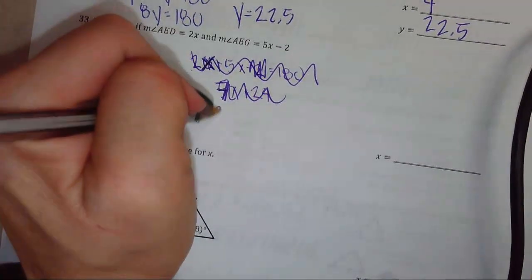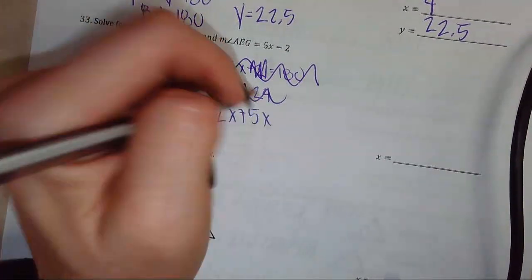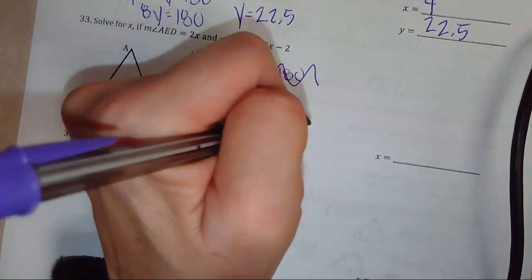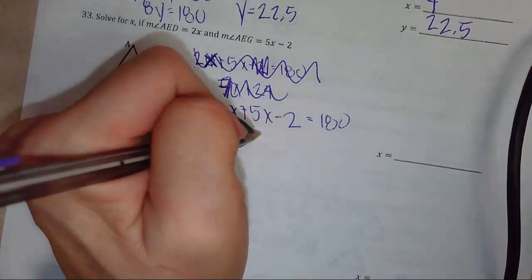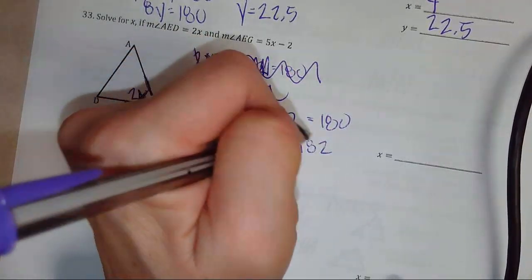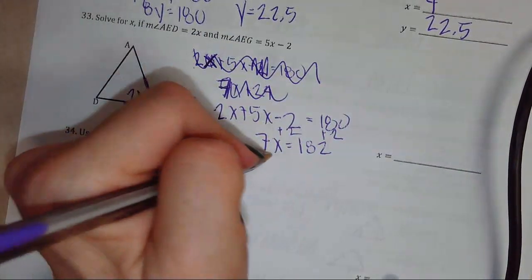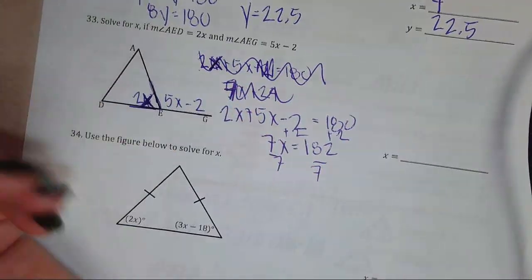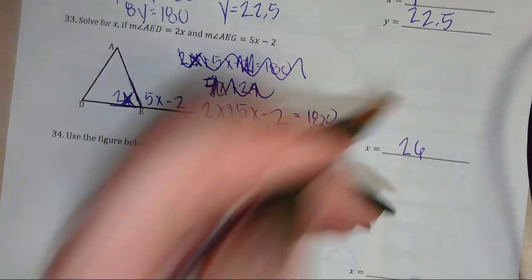Okay. 2x plus 5x minus 2 equals 180. 7x equals 182 because I add 2 and add 2. And then I divide by 7 and divide by 7. And I get x equals 26.